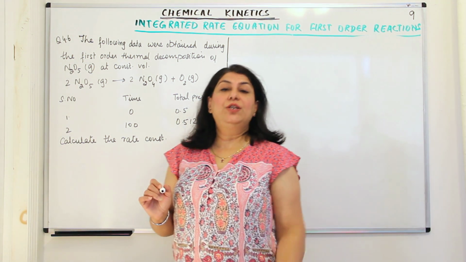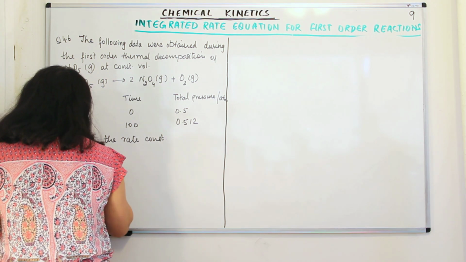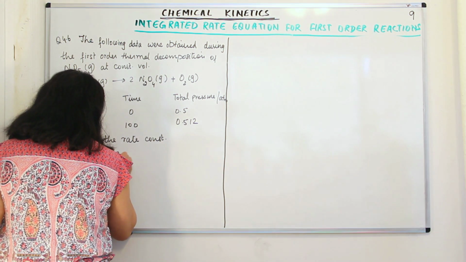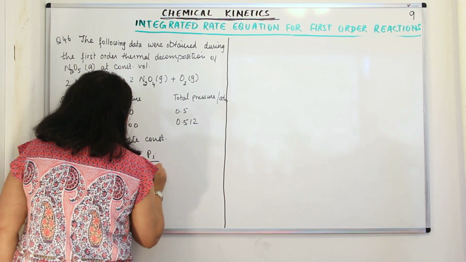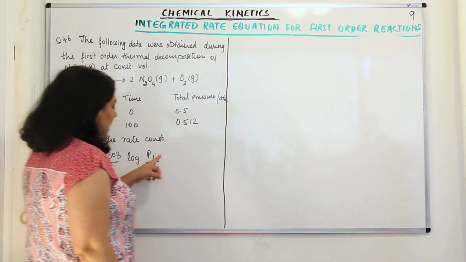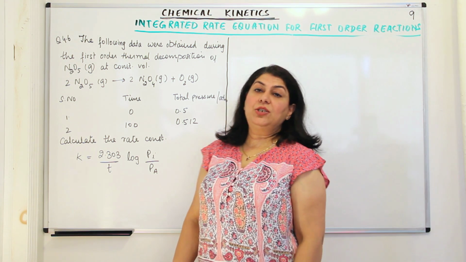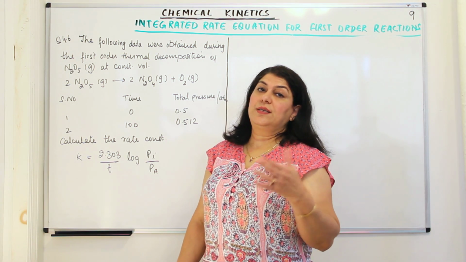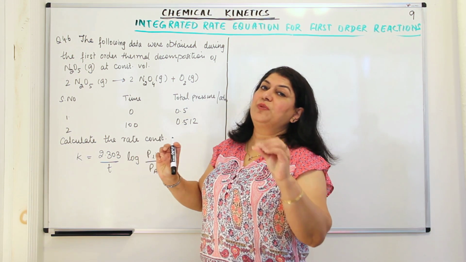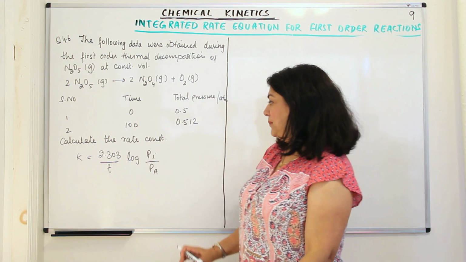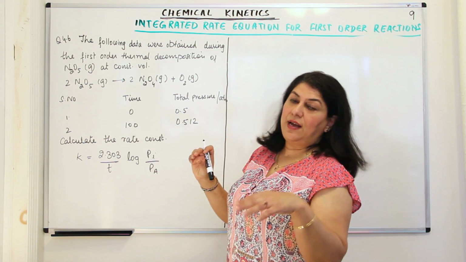We know the equation for rate constant that we just solved. Rate constant, if it is a gaseous reaction, is 2.303 upon t log Pi upon Pa, where Pi is the initial partial pressure of the reactant and Pa is the partial pressure of the reactant at any time t. And t is actually delta t, the difference between the time t2 and t1. Now, having understood this, let us first see what the equation gives us and how we solve this.